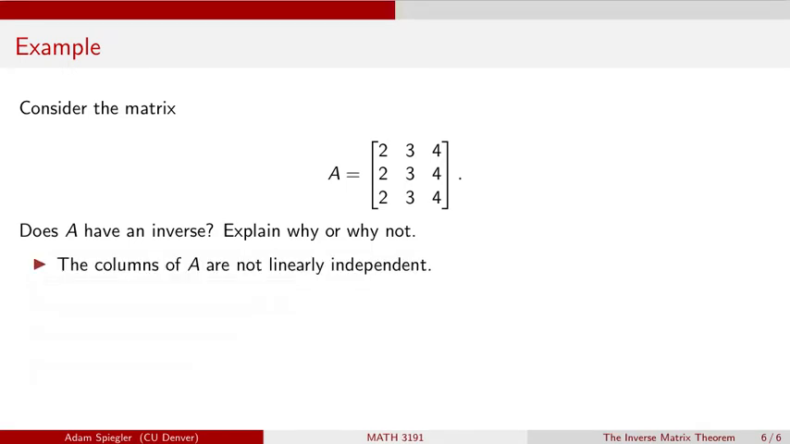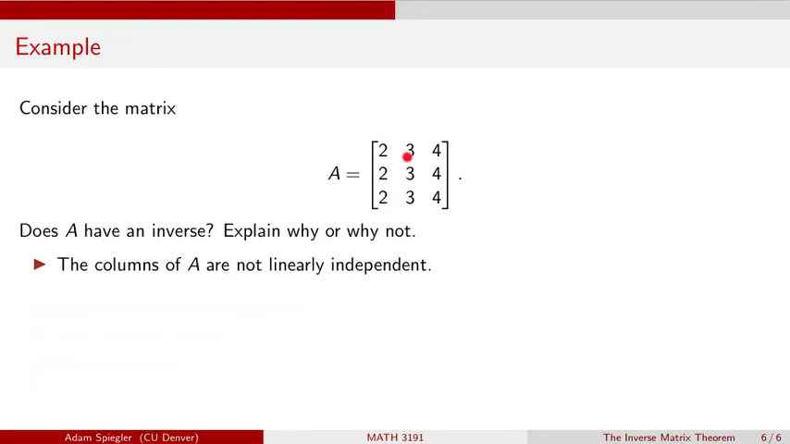So one way that we could say this is, we showed before that if A has an inverse, then we know that the columns of A would have to be linearly independent, and vice versa. If A does not have an inverse, then the columns of A are not linearly independent. And so this notion of whether or not A has an inverse, we can boil this down to looking at the column vectors of A and whether or not they form a linearly independent set.